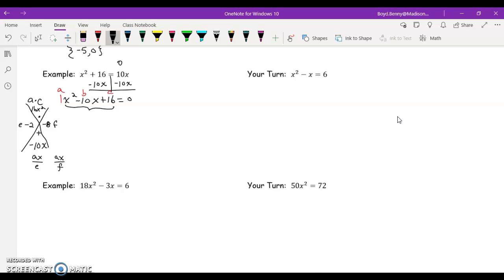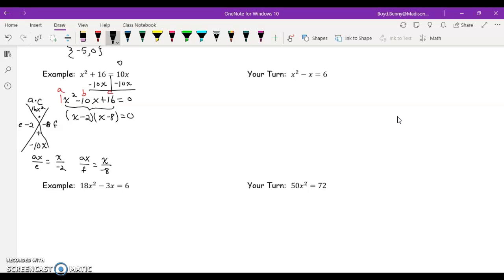So if I do ax over e, then that would give me x over negative 2. When I write ax over f, that would give me x over negative 8. Well, these are my two factors. The first factor comes from the first ratio, which is x minus 2. And the second factor comes from the second ratio, which is x minus 8.